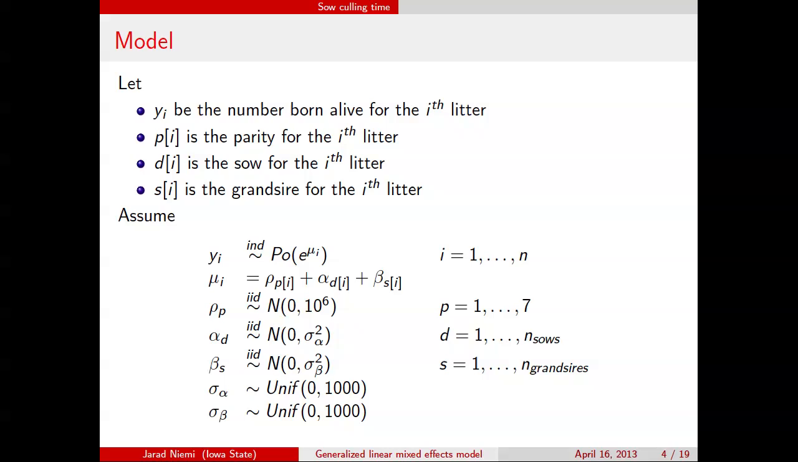All right, so generalized linear mixed effect model. If we had information about the father for the litter, we would add that in. Perhaps if we had information about the grandmother for the litter, or the grandmothers or grandfathers, right, there's more of them, we could have also added that in. With the data set we have, we don't have that information.